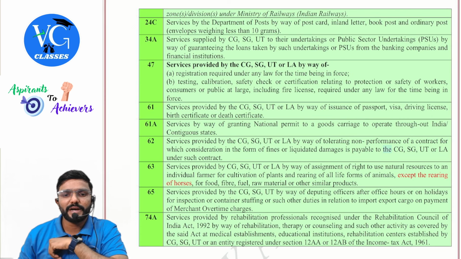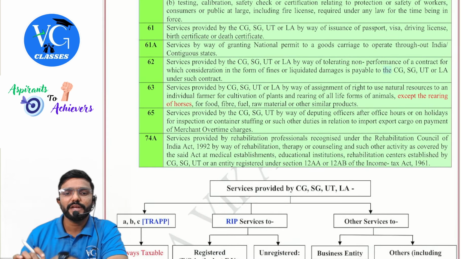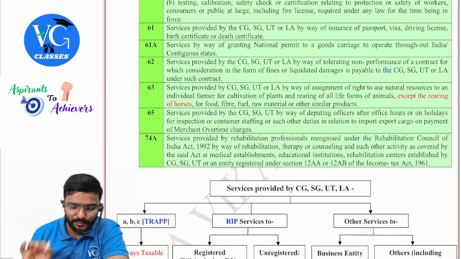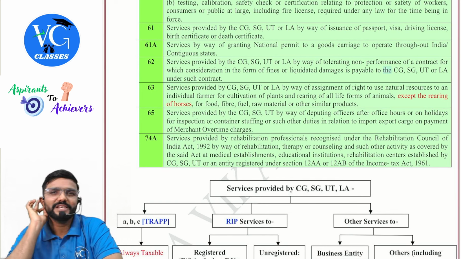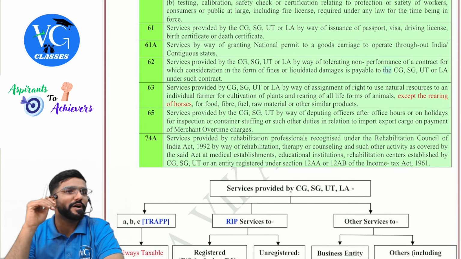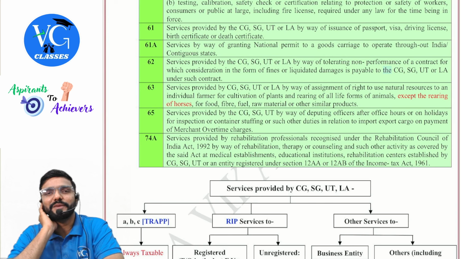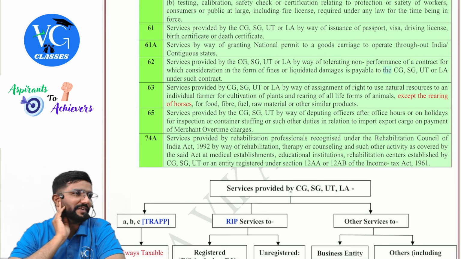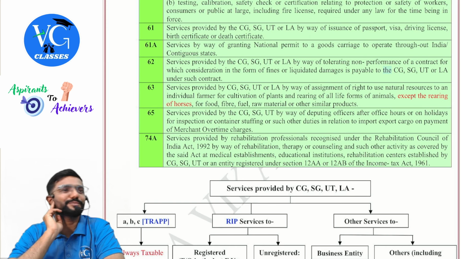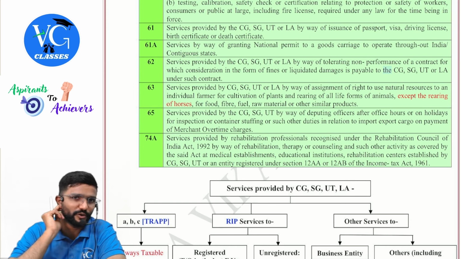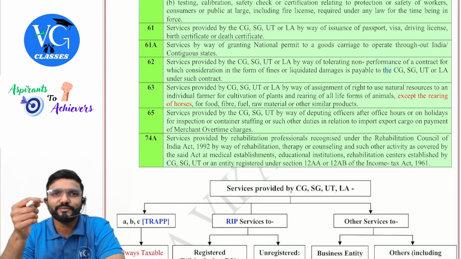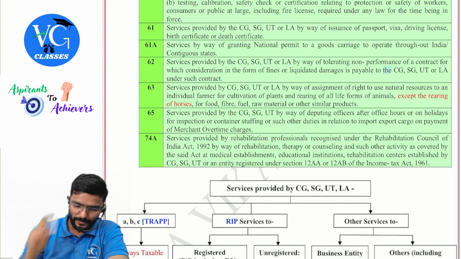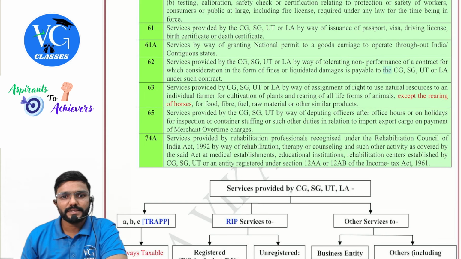61. Services by the central government, state government, union territory or local authority by way of issuance of passport, visa, driving license, birth certificate or death certificate. All these are under the control of government. If I am born, I have to obtain a certificate. If I am dead, I cannot come and obtain it, so my family members have to obtain a death certificate. Or if I want to go outside India, passport, visa, everything is under control of government. So for that, they charge some fees also to obtain it. Sir, is it exempt under GST? Yes. Next.